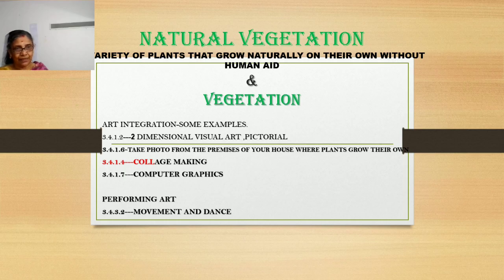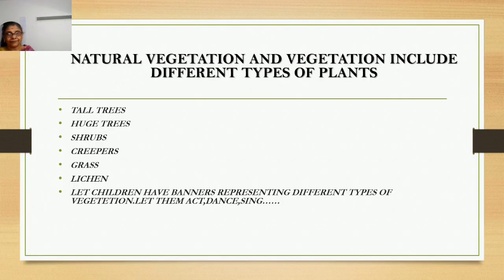Then computer graphics, a specific number is also given. More in detail, in the coming pages you will see how the number is given, so the number you have to focus on. And performing art means movement and dance. So you can do that. When we are talking about natural vegetation, all plants will be included. Yes, let me see the next slide. When we say natural vegetation, there are tall trees, huge trees, shrubs, creepers, grass, lichen, bamboo, palm trees, different varieties of plants.